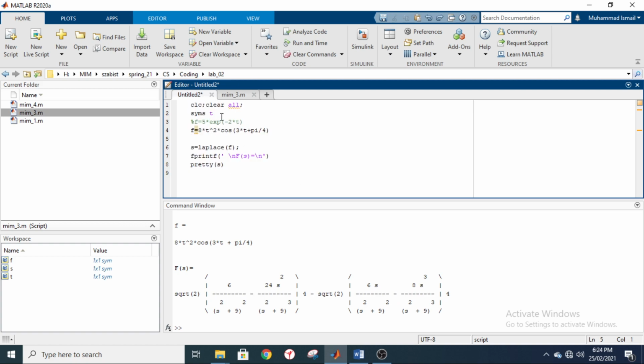In this lecture we learn about symbols, how to define symbols in MATLAB, then the command of Laplace, and we use this Laplace command to find the Laplace of the given equation in time domain converted into the frequency domain. Okay, and fprintf is used to print anything on the command window. In this case I am printing f of x, as you can see here, and simple PTS. What will be my answer? What do I have to display? I have to display f of s equals to PTS.